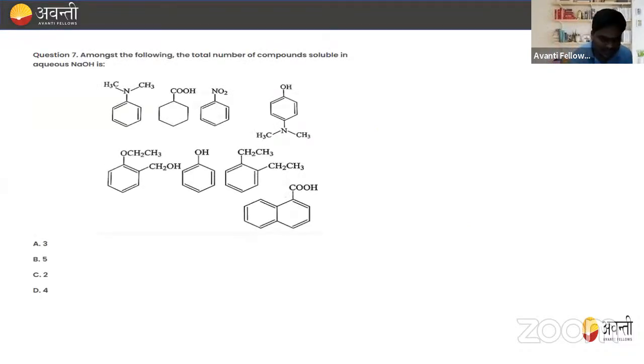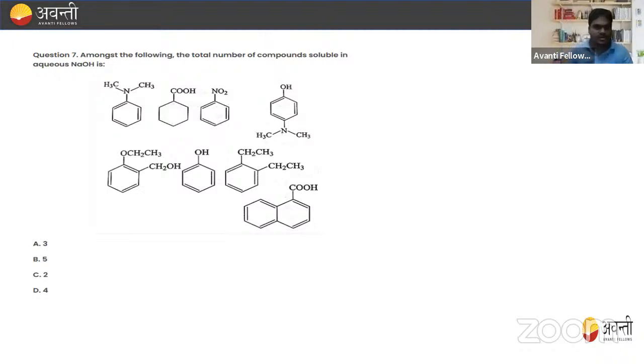Now, the next question, number 7. Amongst the following, the total number of compounds soluble in aqueous NaOH. So you have to identify the total number of compounds that are soluble in NaOH, right? For this, it will include a compound with either a COOH group or the phenolic OH group, right? So only these two groups, either they contain a COOH group or the phenolic OH group, they are soluble.